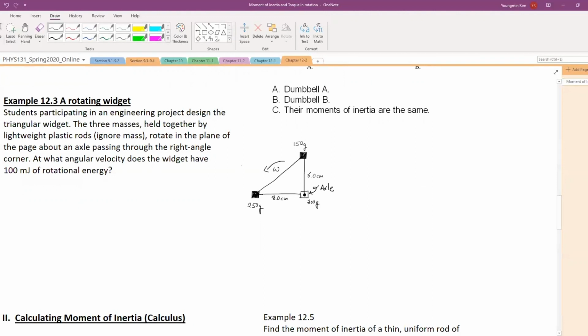So here in this figure, you have three masses. And here we're given the axle of rotation. And it's going to rotate counterclockwise this way.